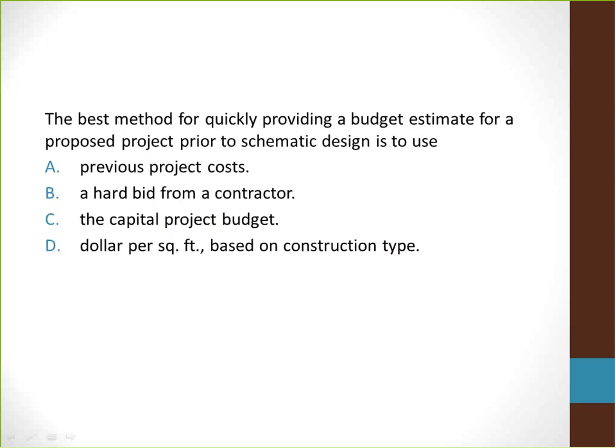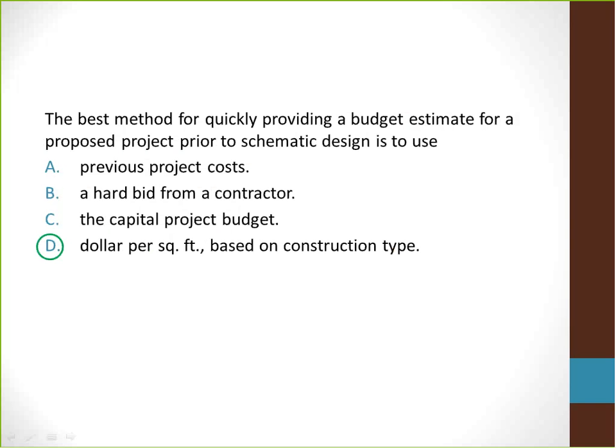The best method for quickly providing a budget estimate for a proposed project prior to schematic design is to use A, previous project costs, B, a hard bid from a contractor, C, the capital project budget, D, the dollar per square foot based on construction type. Answer D is the best answer here. It is typical to use a cost per square foot estimate based upon the type of construction being accomplished.